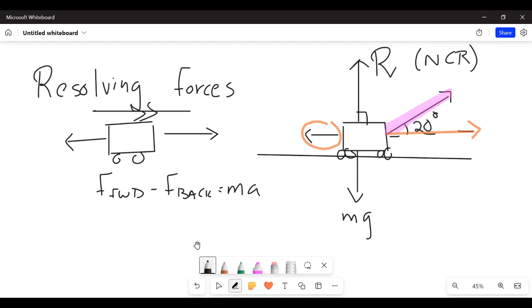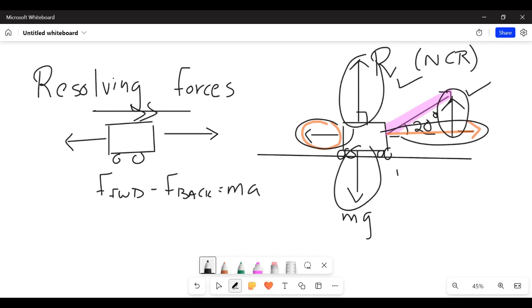Now, you again cannot consider this as a vertical force because it's not aligned with R and mg. So instead, you'll need its vertical component. So what you need to do is break this force acting at 20 degrees into two components, a horizontal component and a vertical component. And you'll be using the horizontal component along with the other horizontal component, and the vertical component along with the other two vertical components.